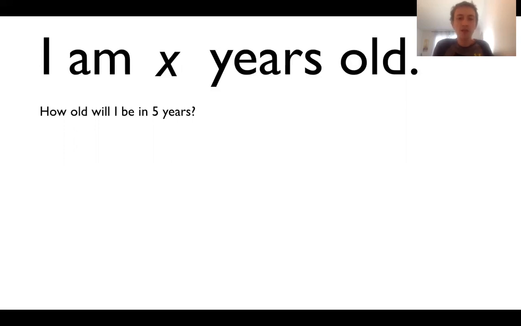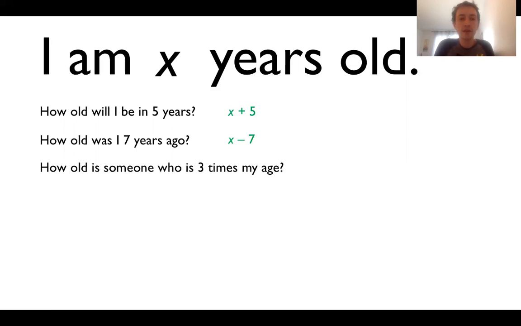But if I ask you this, how old will I be in 5 years? You still can't tell me with an actual number, but you could say this, X plus 5. What if I ask you, how old was I 7 years ago? Well, once again, you can't give me an actual number, but you could tell me X minus 7. How old is somebody who is 3 times my age? Well, they're 3 times X.